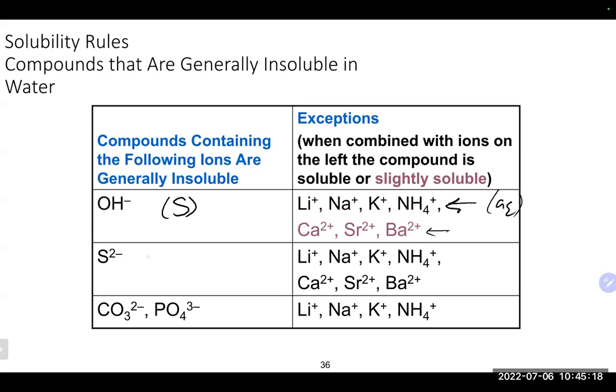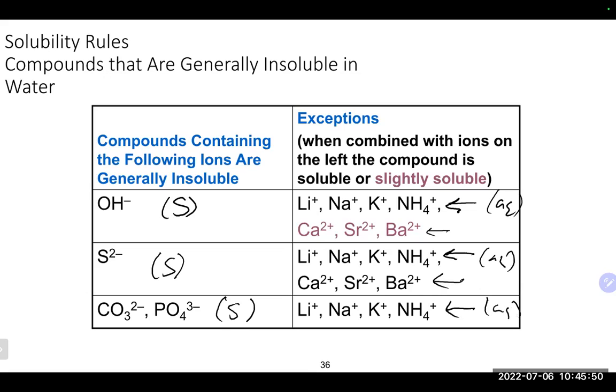Anything with sulfide, which you never want to be around because it smells, will also be typically solid in most situations. There are, again, the same exceptions. Group 1 and ammonia will make it aqueous. And then obviously these guys as well, calcium, strontium, or barium. And then things that have carbonate or phosphate in it will once again be typically solids, except once again, these are group 1 and ammonia, which would make them aqueous if they're on this side.